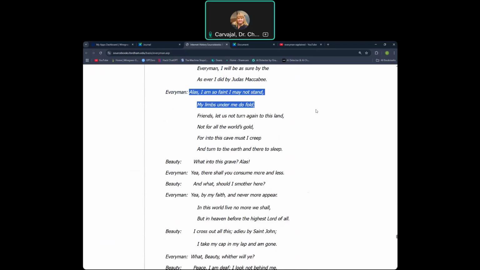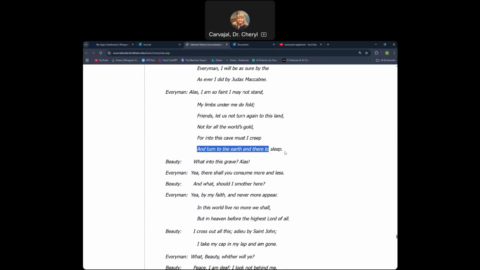So he's had extreme unction. And he goes, "Friends, let us not turn again to this land, not for all the world's gold, for unto this cave must I creep." Now, at this point, at least in most of the versions I've seen, there's a trap door or some type of opening, or it could be stairs right in the front of the stage, some place down below him. He's looking down in it, and it's like, "Oh no, into this cave must I creep and turn to the earth and there to sleep."